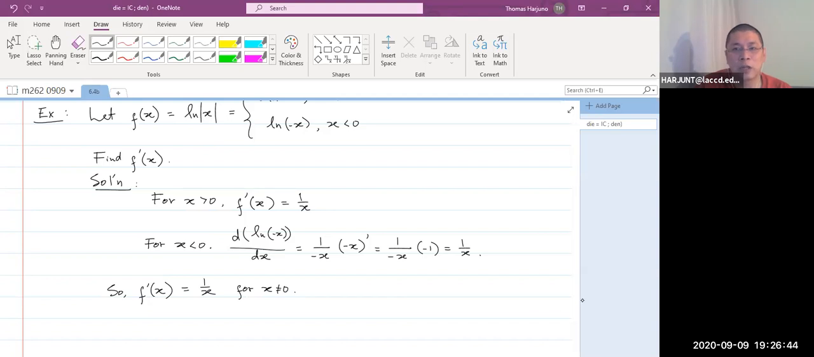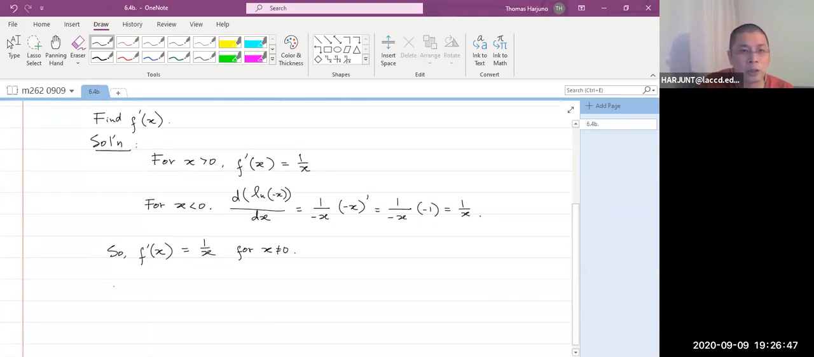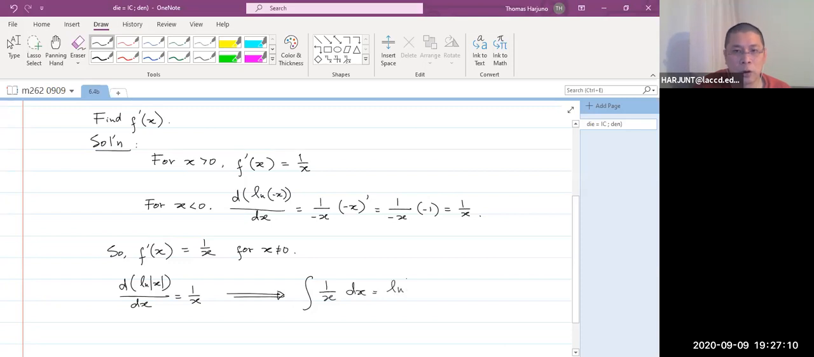In other words, the derivative of natural log of absolute value of x with respect to x is also 1 over x. Now, we will go backward later on, therefore the integral of 1 over x dx is natural log of the absolute value of x plus constant. Now, those are for the theory. Let's go on with the application: apply this to the derivative and integral of natural log.